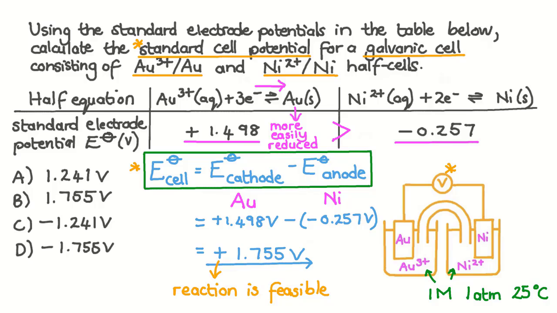It is the overall reaction where gold is reduced at the cathode and where nickel is oxidized at the anode. So the direction of electron flow would be from the nickel electrode to the gold electrode. We were asked to calculate the standard cell potential for the gold-nickel galvanic cell, and the answer is 1.755 volts.